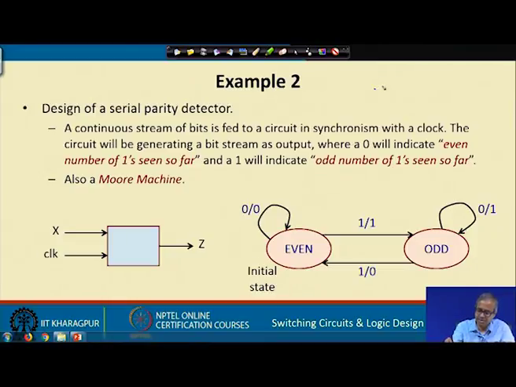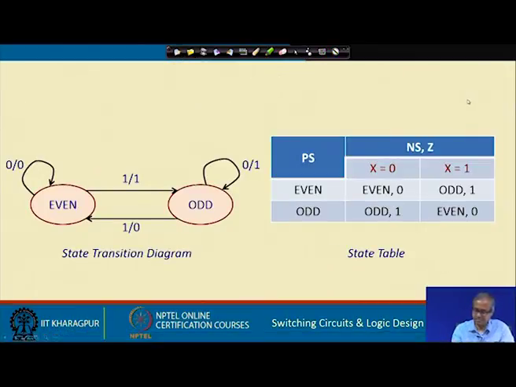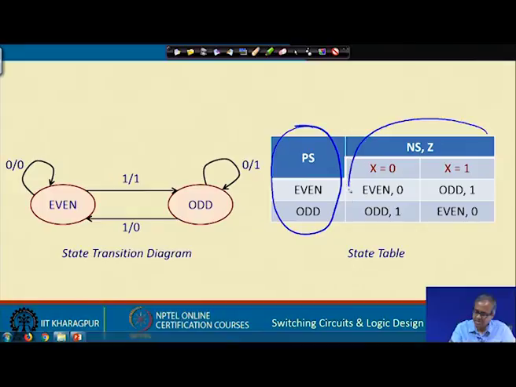So, from here you can similarly construct the state table. Here you see the second part is a little more complex. The first part as usual is the present state, the second part is the next state and the output. States: there are 2 states, even and odd. For next state and output, there will be a number of columns depending on all possible input combinations.